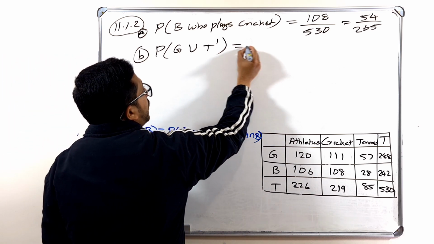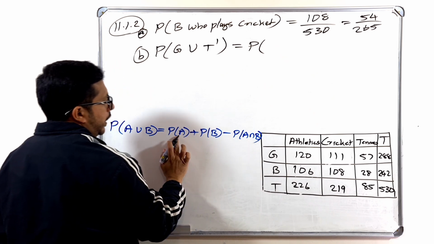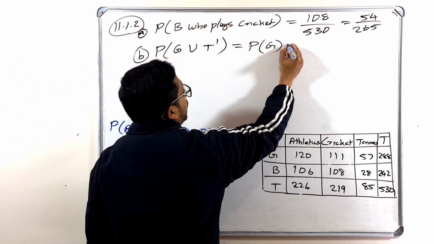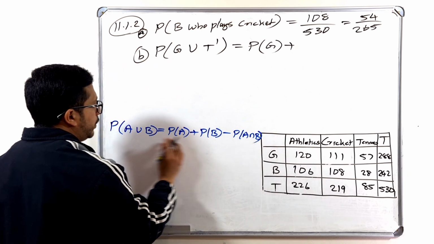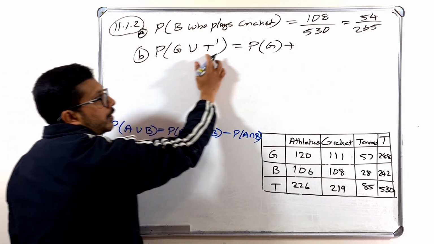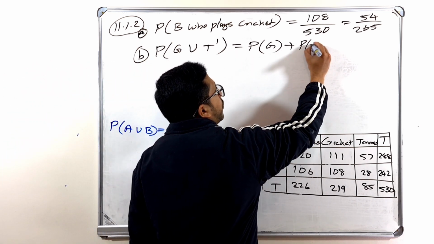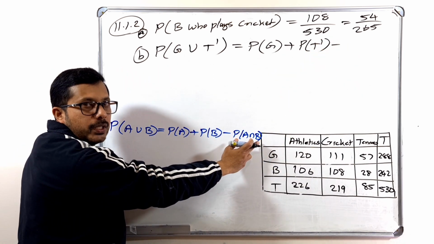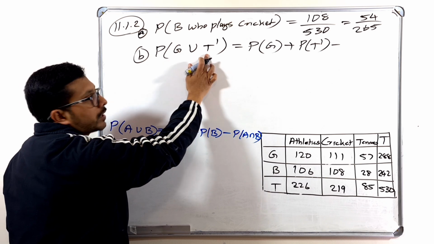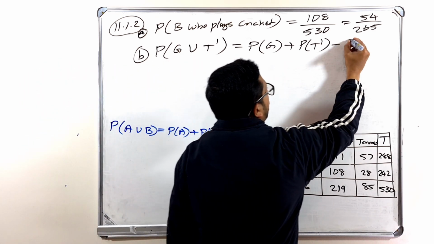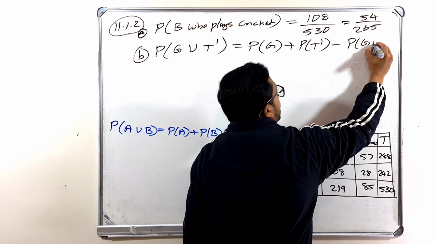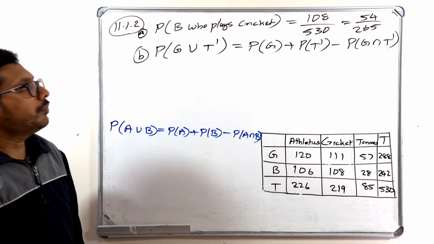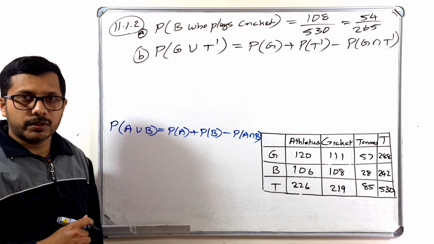So this one is probability of A, here it is G. So probability of G plus probability of B. What is B here? T complement. So probability of T complement minus probability of A intersection B, that means G intersection T complement. So minus probability of G intersection T complement. Now we have to find each one of these.